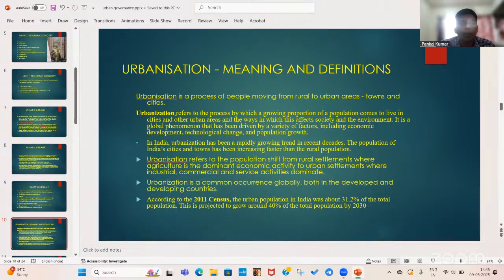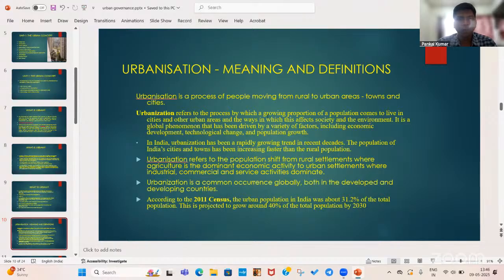Then urbanization, in another way, also refers to the process by which a growing proportion of a population comes to live in cities and other urban areas, and the ways in which this affects society and the environment. So this is a very comprehensive definition, and it is a global phenomenon. Urbanization is not limited to some specific country or some specific region of the world.